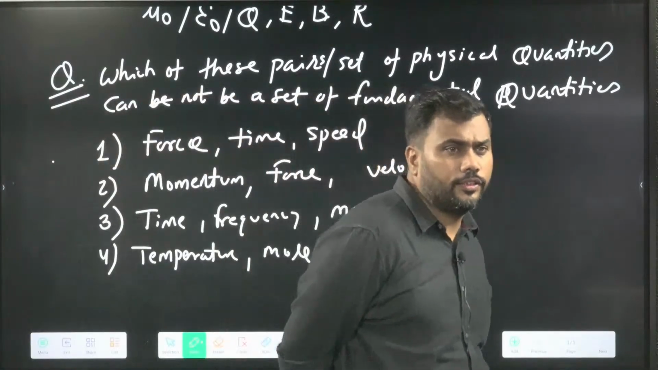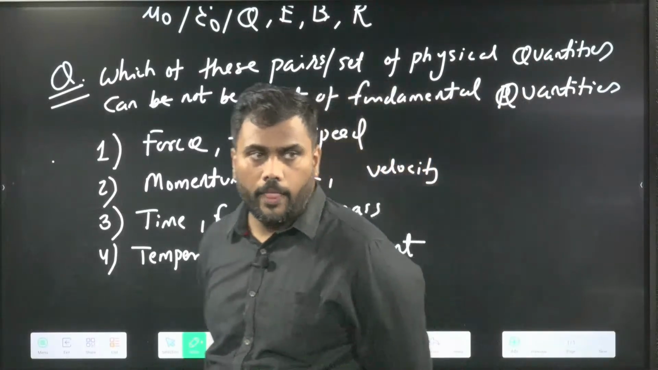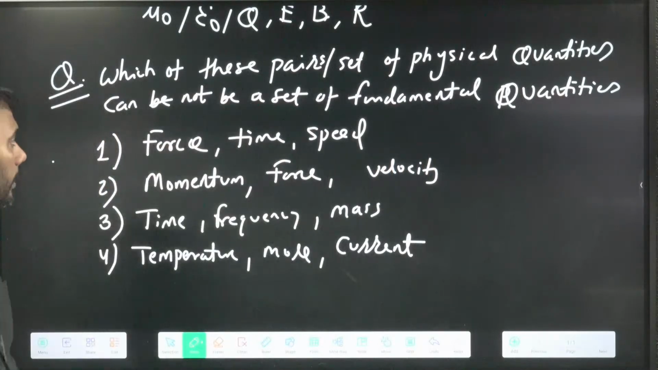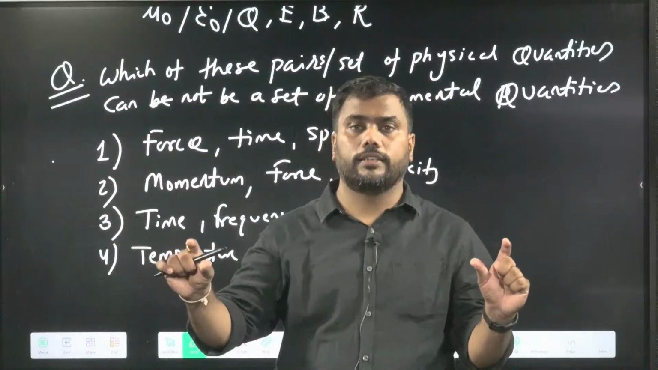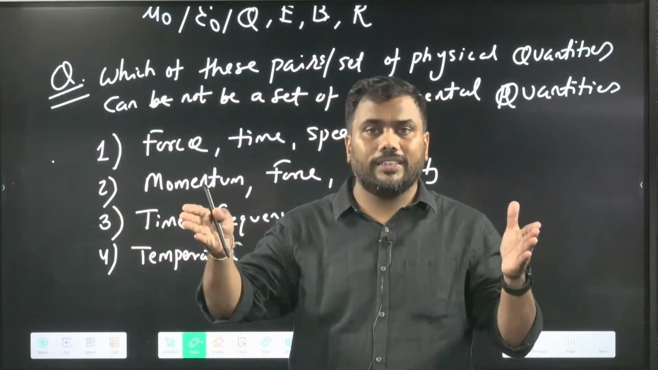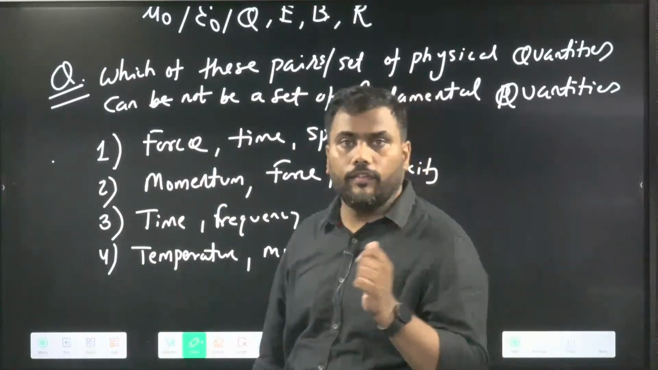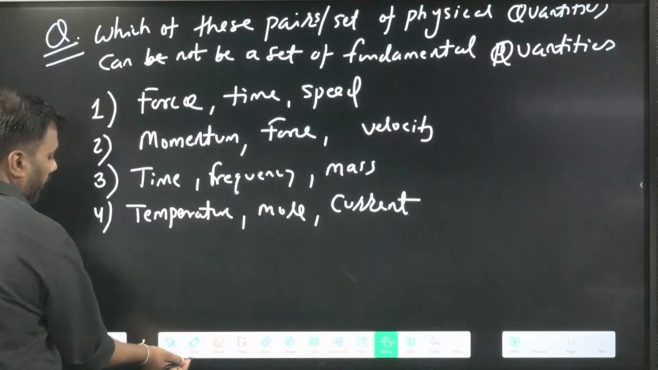Which of these sets of quantities cannot be a set of fundamental quantities? Pawan, good. A set of fundamental quantities will be such that none of them can be derived in terms of the others.